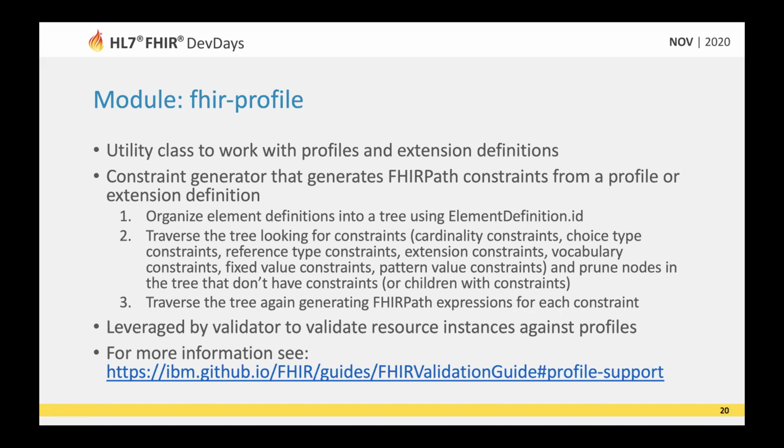This is leveraged by the validator to validate that our resource instances are valid against whatever profiles are configured for the server. If the profile is configured and available through the internal registry, we can pick it up, pass it off to the constraint generator, generate the fhir-path constraints, cache those, and then use those to validate resources that come in that assert conformance to that profile. We have more information on this in our validation guide.